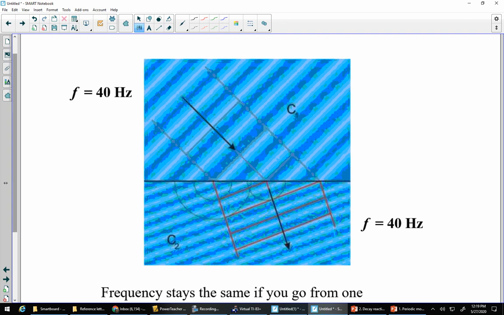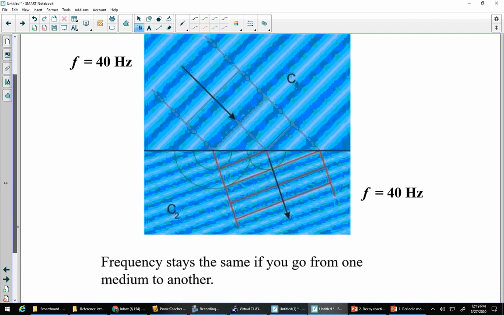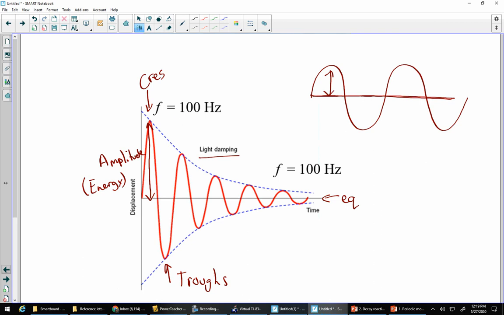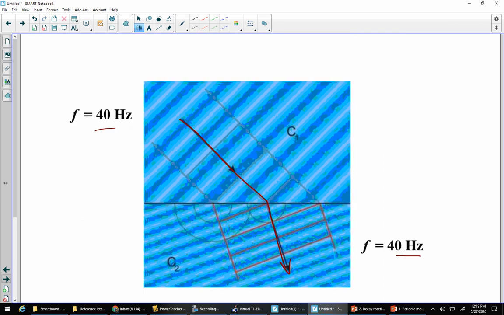So this is the idea that when waves go from one medium to another, this is actually called refraction, and it's a big part of physics 30. We know it in physics 20, but a big part of physics 30. Refraction is when a wave changes directions because it changes speed as it goes from one medium to another. The frequency in all of these situations, though, notice does not change. If it's 40 hertz to start, it's 40 hertz to finish. If it's 100 hertz to start, it's 100 hertz, or 100 cycles per second, to finish.